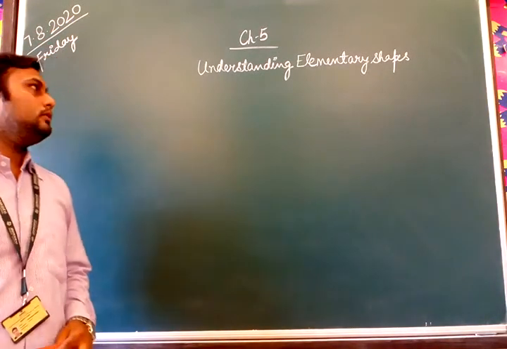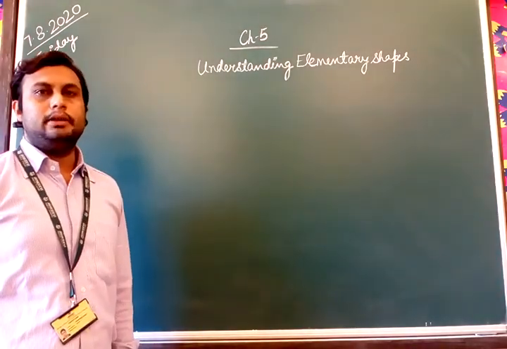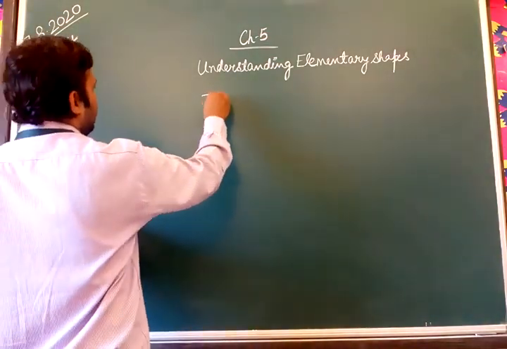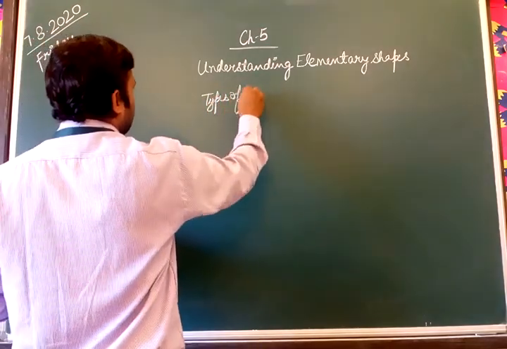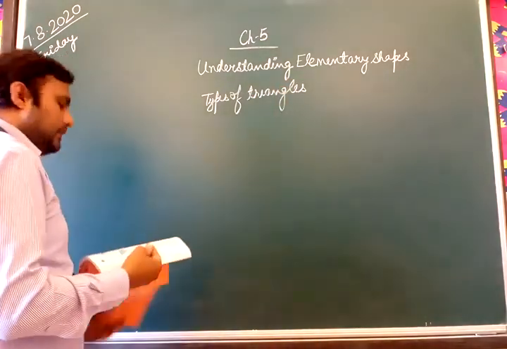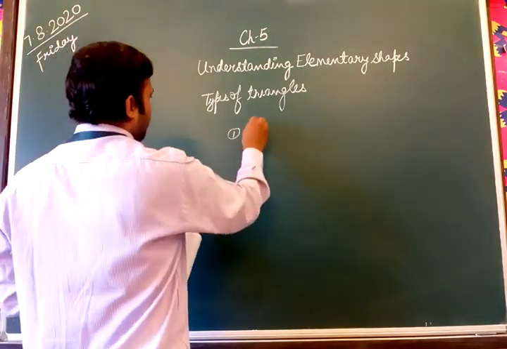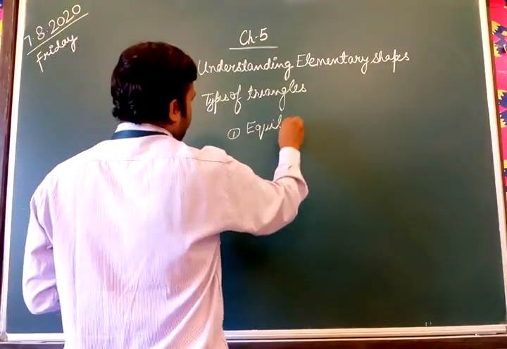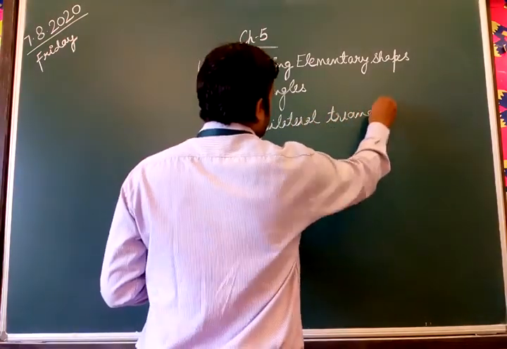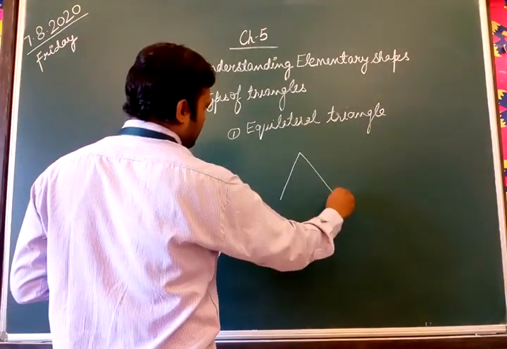Today we are going to revise our chapter 5, Understanding Elementary Shapes. Today we are going to revise the types of triangles. In the types of triangles, we have first the equilateral triangle. This is the equilateral triangle.